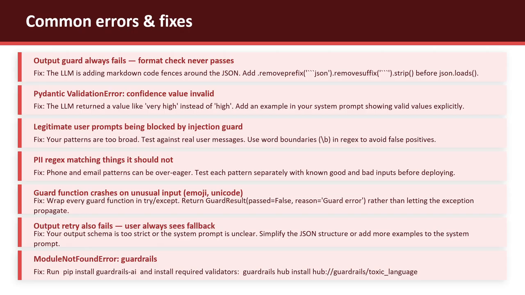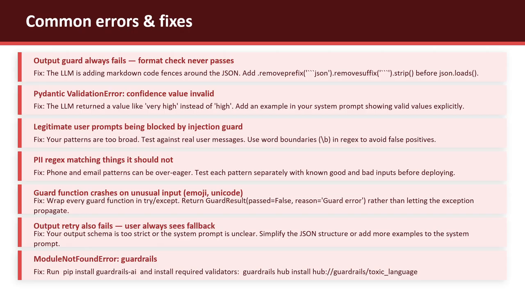If legitimate user prompts are being blocked by the injection guard, your regex patterns are too broad. Use word boundary markers and test against real user messages before deploying. If PII patterns are matching things they should not, test each pattern separately. Email and phone patterns are particularly prone to false positives. If a guard function crashes on unusual input like emoji or Unicode, wrap every guard function in a try-except block and return a failed guard result, rather than letting the exception propagate.